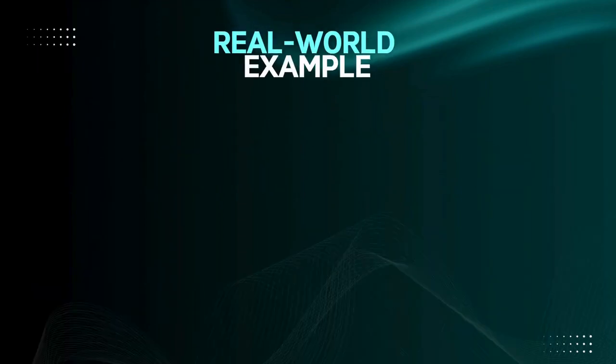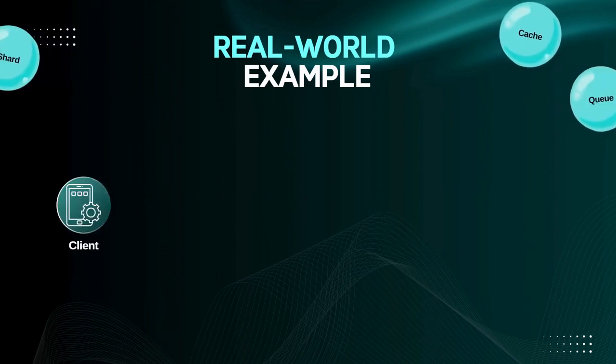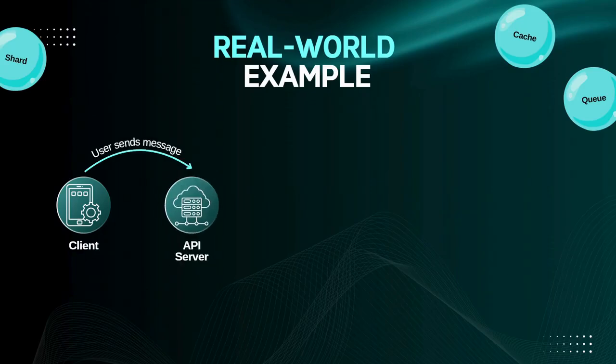Now let's combine these principles in a real-world system like a high-scale messaging platform. CAP decision. The system must choose whether to prioritize availability or strict consistency. AP systems optimize speed and uptime. CP systems optimize order and accuracy.